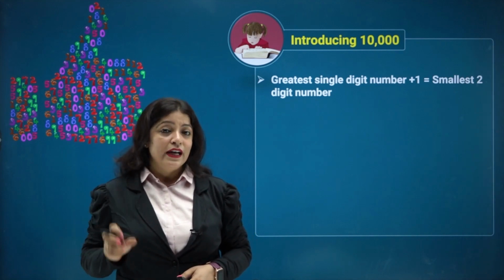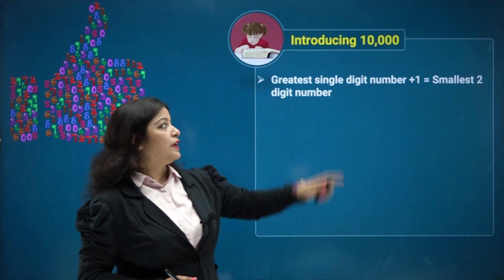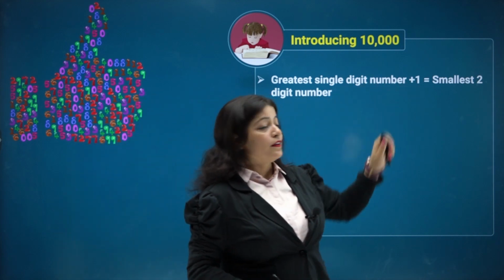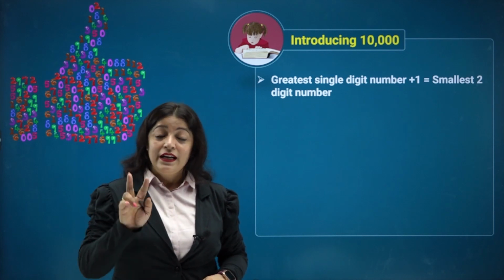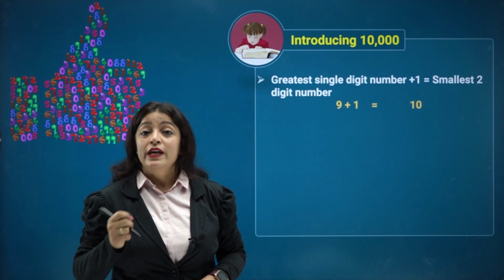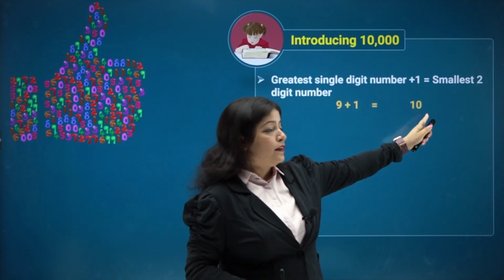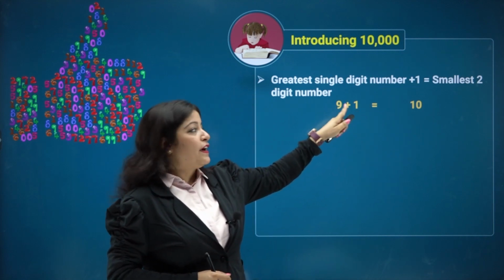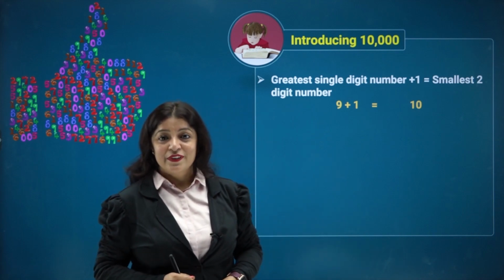But which is the greatest single digit number? So I can say the greatest single digit number is 9. And if I add 1 to 9, what is my answer? The answer will be 10. And 10 has 2 digits, 1 and 0. So we can say if to 9 I add 1, I am getting 10. I can also relate it to the greatest 1 digit number. If I add 1, I am getting the smallest 2 digit number.